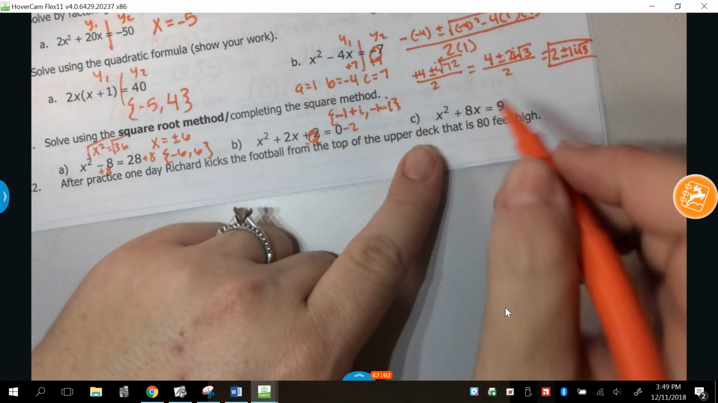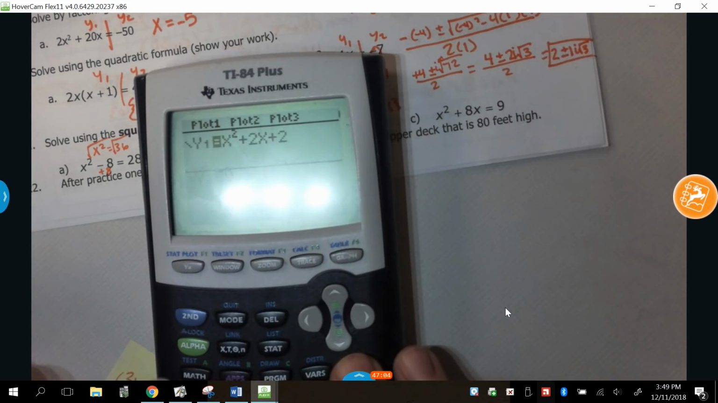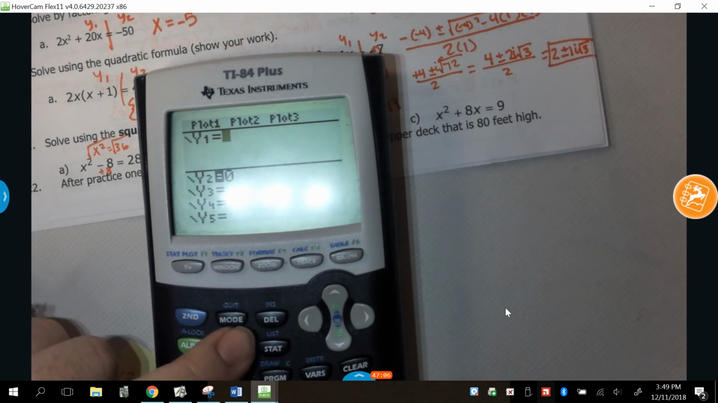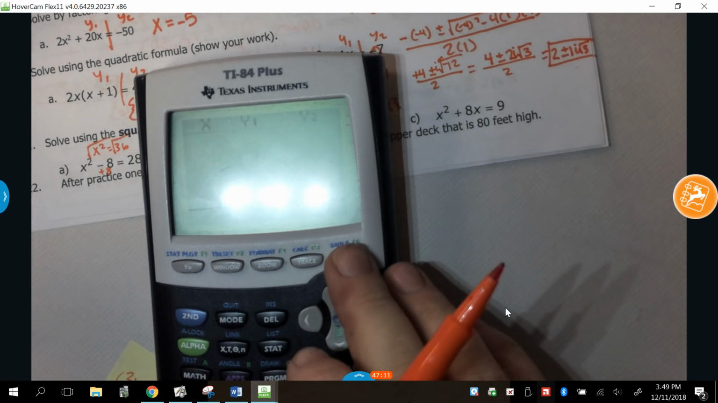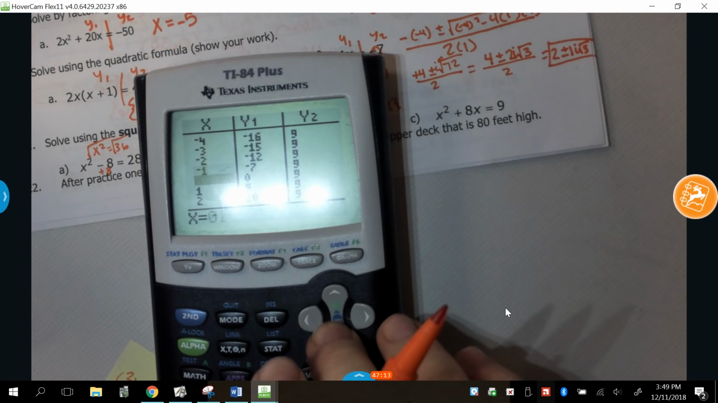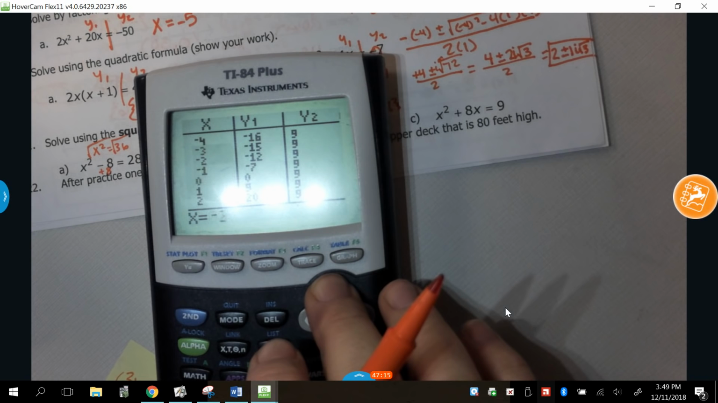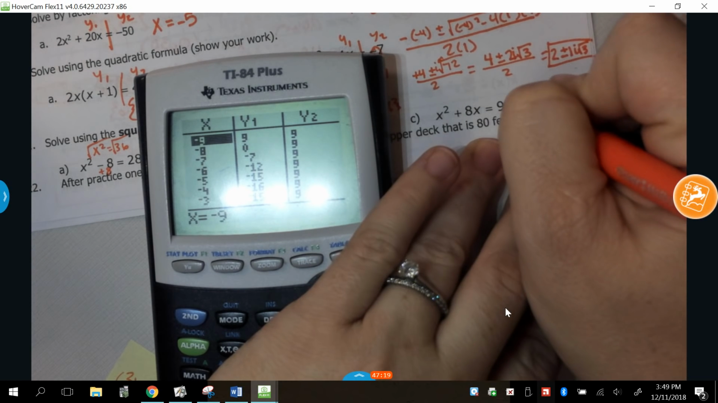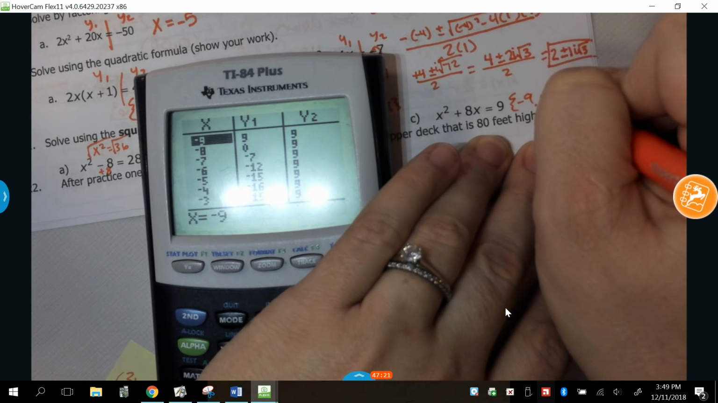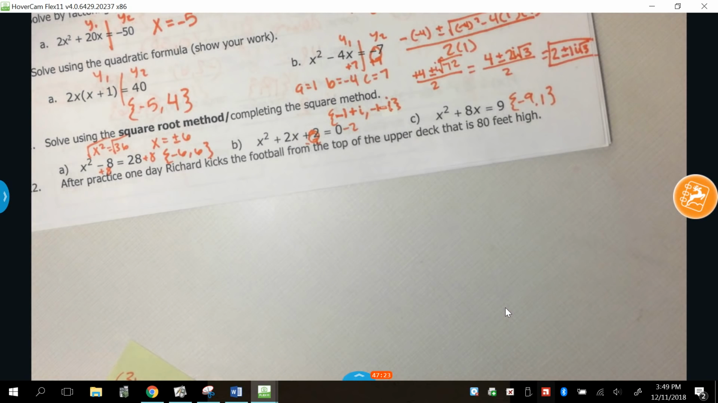So then last but not least, let's see if we can do this one in the calculator. x squared plus 8x, 9. So here's one solution at 1, and the other solution at negative 9. So there we go. Got it in the calculator.